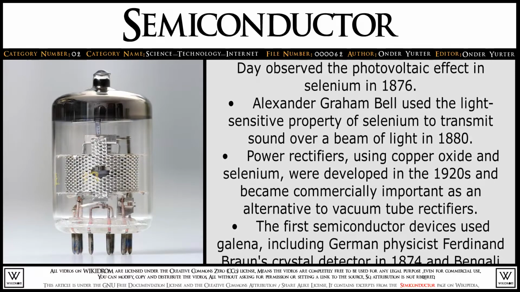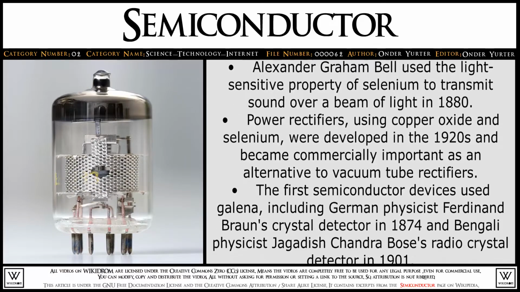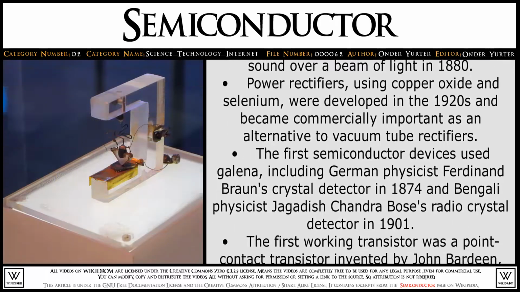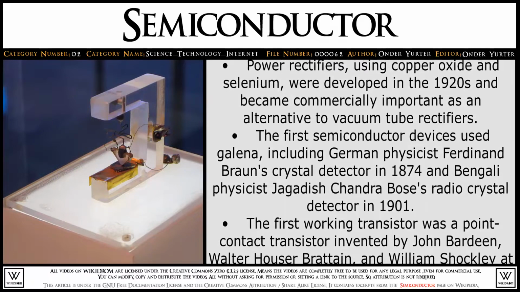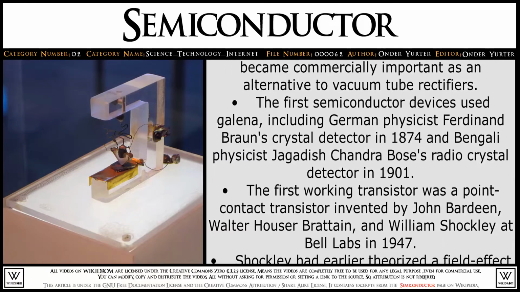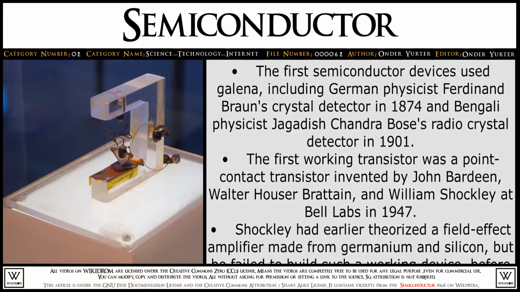Power rectifiers, using copper oxide and selenium, were developed in the 1920s and became commercially important as an alternative to vacuum tube rectifiers. The first semiconductor devices used galena, including German physicist Ferdinand Braun's crystal detector in 1874 and Bengali physicist Jagadish Chandra Bose's radio crystal detector in 1901.